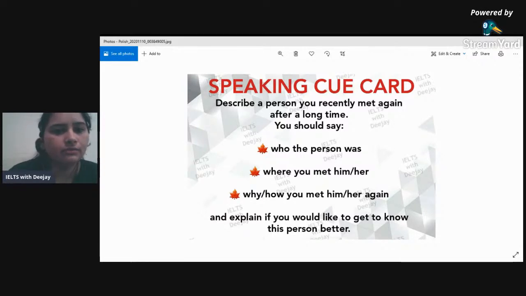Then you will come to the main thing, who the person was, and now you have to tell why after a long time you're meeting that person. So you will tell here that I met my school friend and we met after 10 years, because after school we joined different colleges. So we were not in touch, and this is why I met her after that much time and I was surprised.